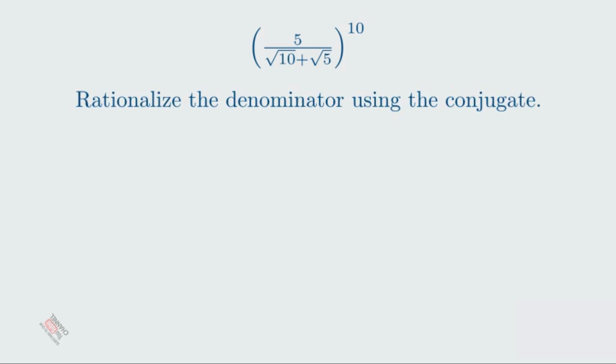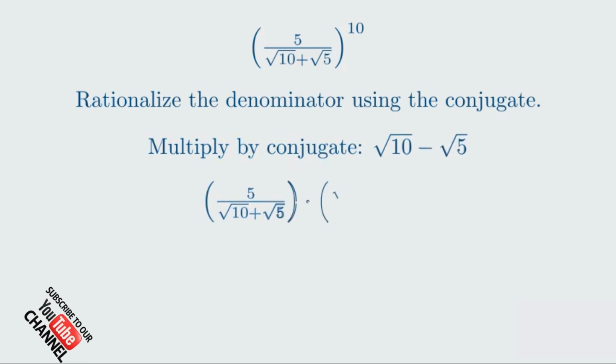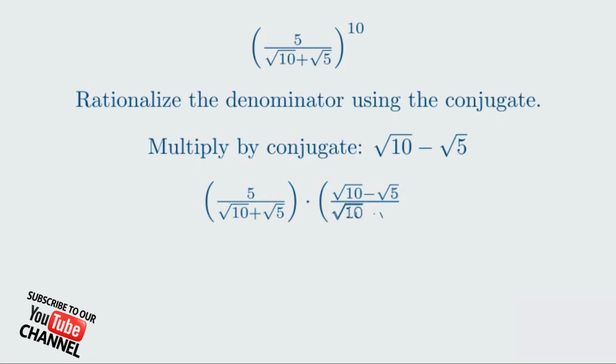So, the conjugate of square root of 10 plus square root of 5 is square root of 10 minus square root of 5. We'll multiply both the top and bottom of our fraction by this conjugate. This gives us 5 times the conjugate in the numerator, and the sum of the terms times their difference in the denominator. Let's perform this multiplication, starting with the denominator.